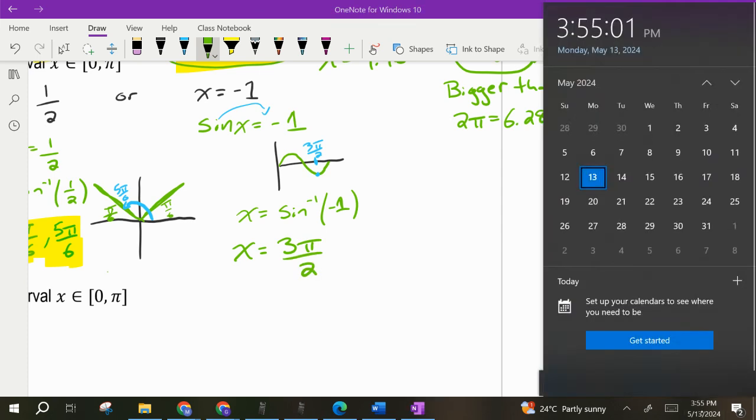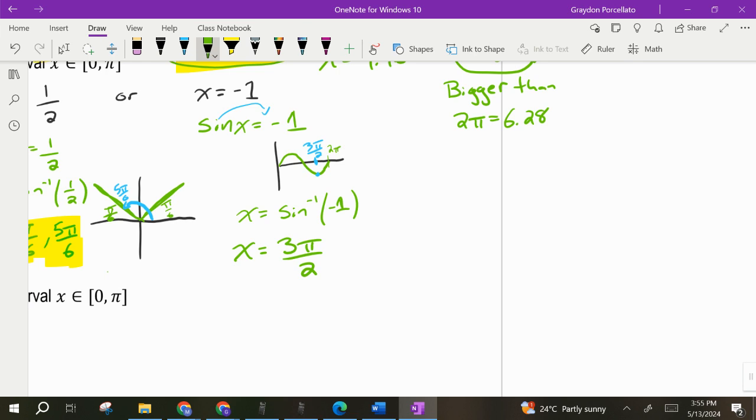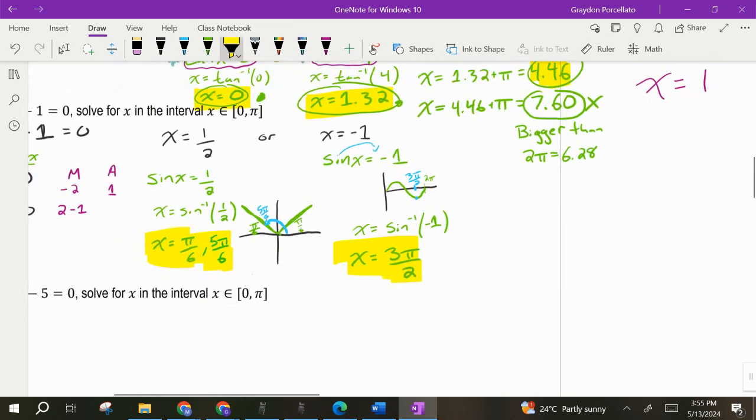And between 0 and 2 pi, it's only that value once. So there are my 3 solutions, okay?